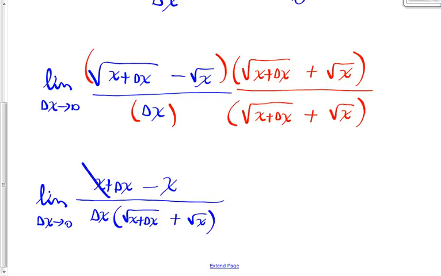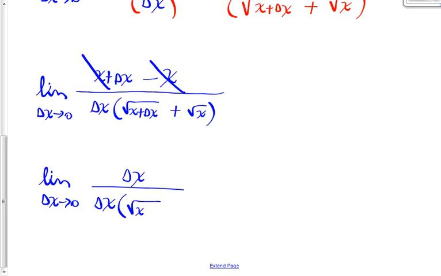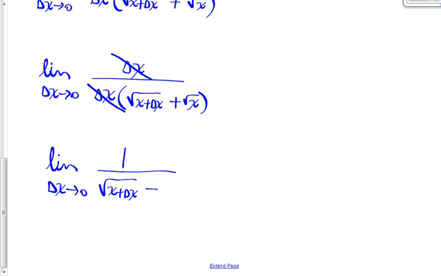Okay, so I have an x minus x here, and this leads to the limit as delta x approaches 0 of delta x over delta x times the square root of x plus delta x plus the square root of x. So I see here that I have a common factor of delta x in the numerator and in the denominator. Those cancel. And I'll have the limit as delta x approaches 0 of 1 over the square root of x plus delta x plus the square root of x.